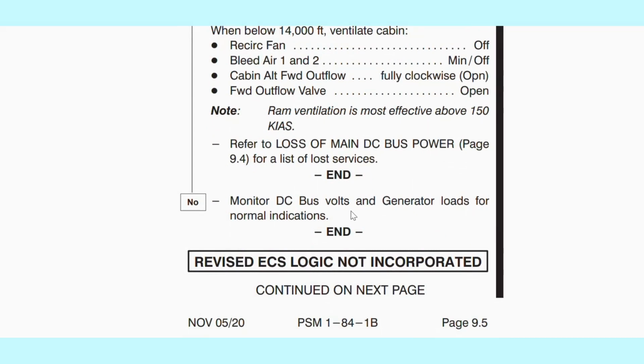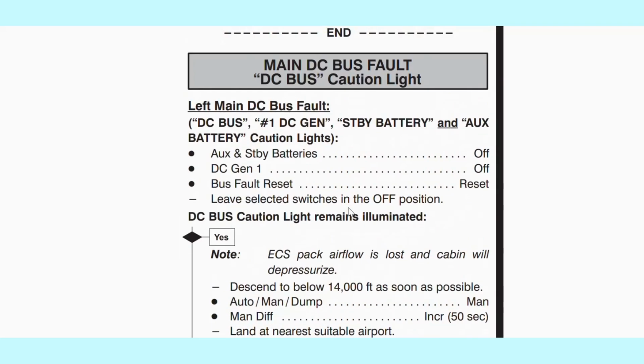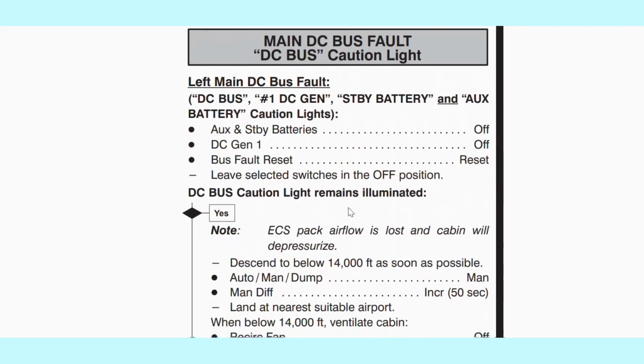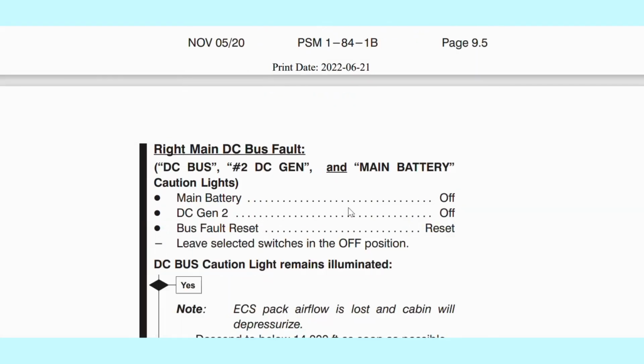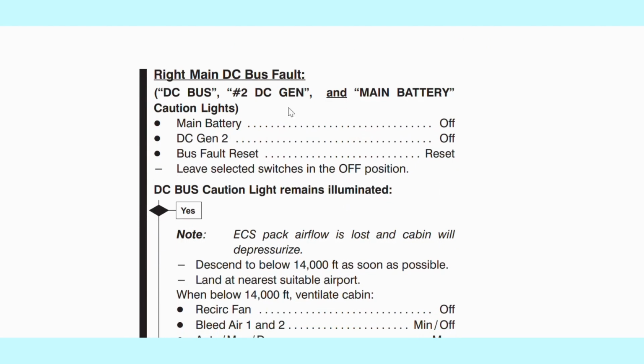So I've gone through this one. We'll see how the difference is between this one and the other one where it is incorporated. Okay, right main DC bus fault, basically the same, only that it will be DC bus again, caution light. This time we'll have a number 2 DC gen and the main battery caution light. Again, execute these items, and then it says leave selector switches in the off position.